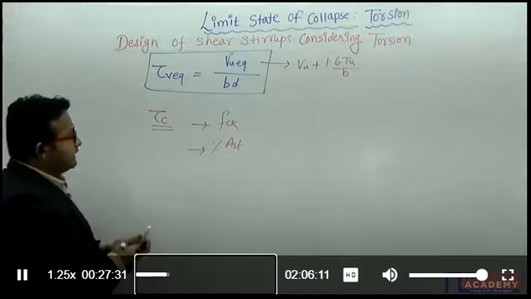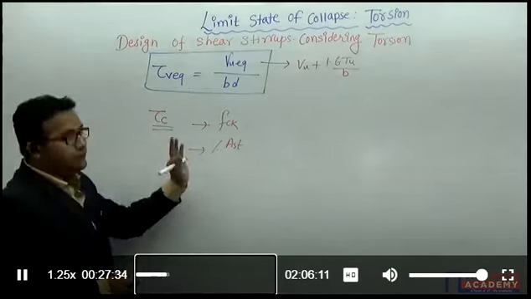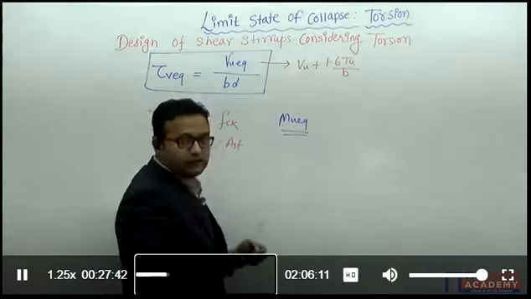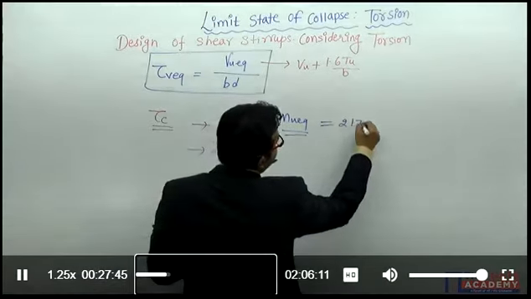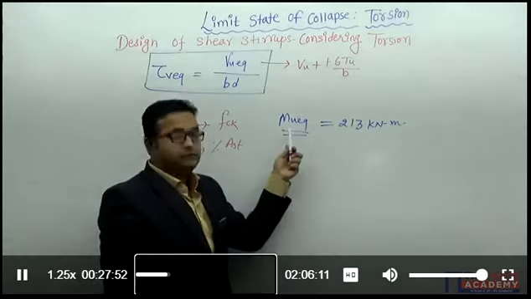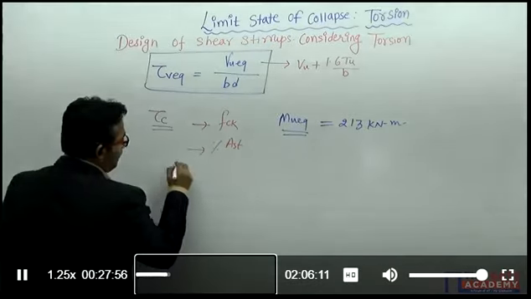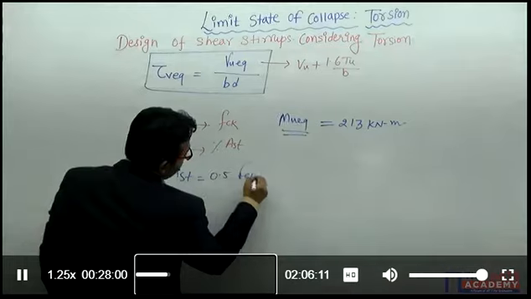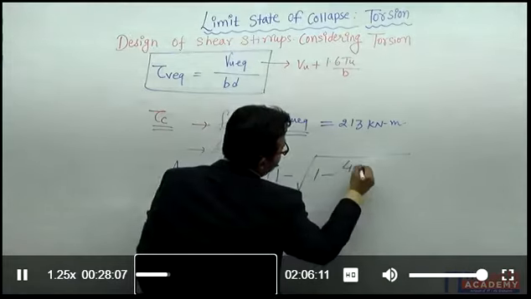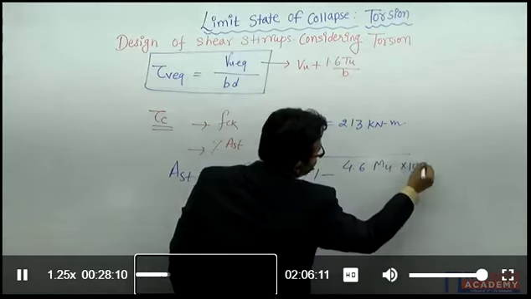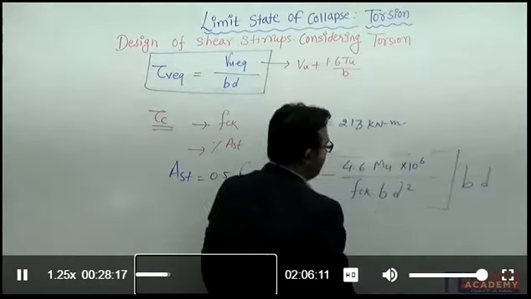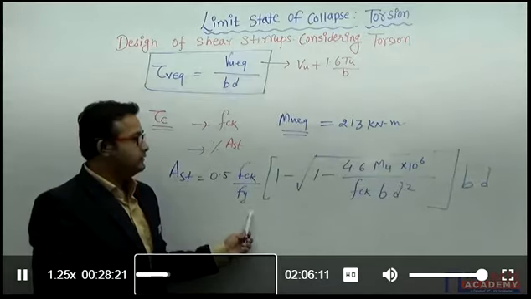So see, this percentage AST, I have calculated, suppose MU equivalent. I have calculated MU equivalent and I got the answer in the previous problem. I got the answer 213 kilonewton meter. So if I want to design the beam, I will be designing the reinforcement for this moment. I know my formula: AST equal to 0.5 FCK divided by FY into 1 minus under root 1 minus 4.6 MU into 10 to the power 6 divided by FCK BD square, into BD. This is the formula to calculate area of reinforcement in the flexure.